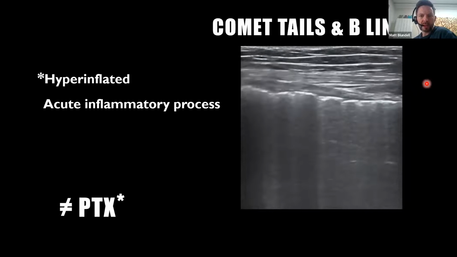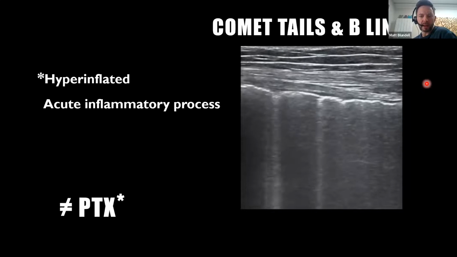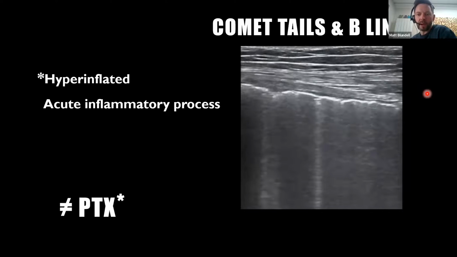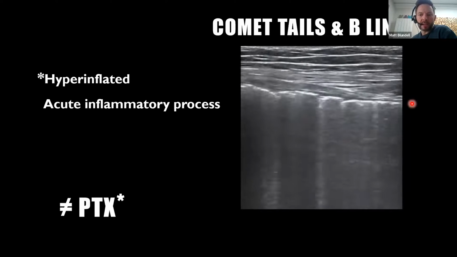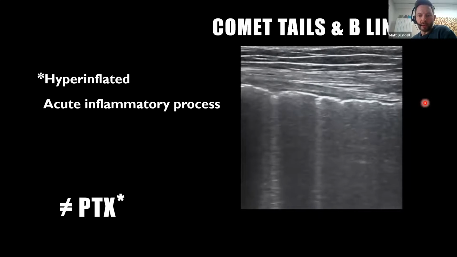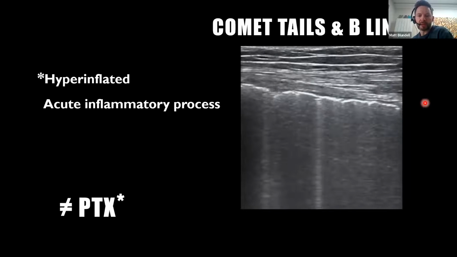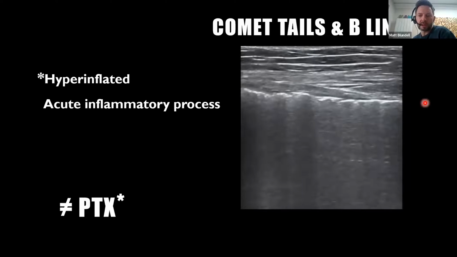So you may see these. So the comet tails and B lines, they are separate things you need to be aware of. So if you ever see a comet tail or a B line, that means there's no pneumothorax. Both sides of the pleura have to be in contact with each other to be able to see these.